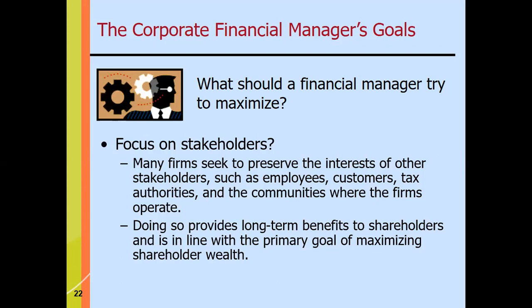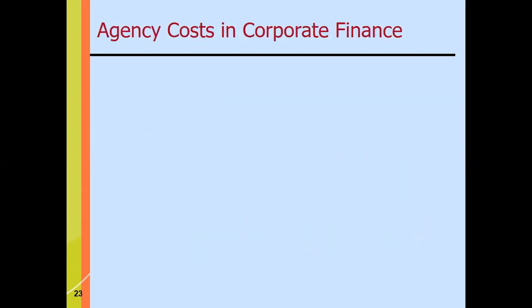Doing so provides long-term benefits to shareholders and is in line with the primary goal of maximizing shareholder wealth. So overall, if we think of the long term, then eventually we have to maximize our shareholders' wealth. Long-term benefits will be the key here for the maximization or optimization of shareholders' wealth.